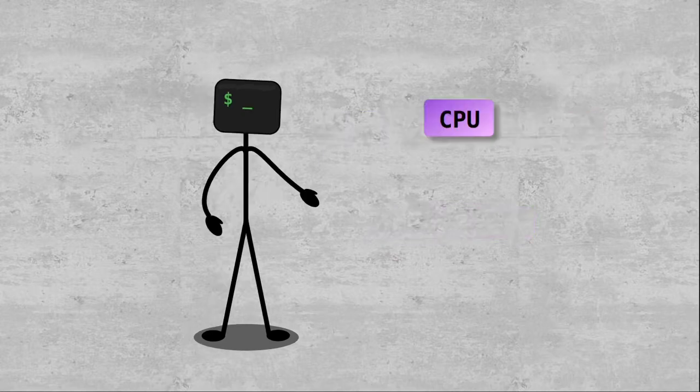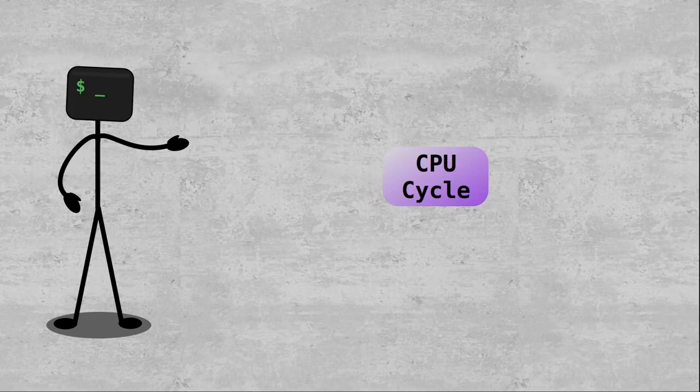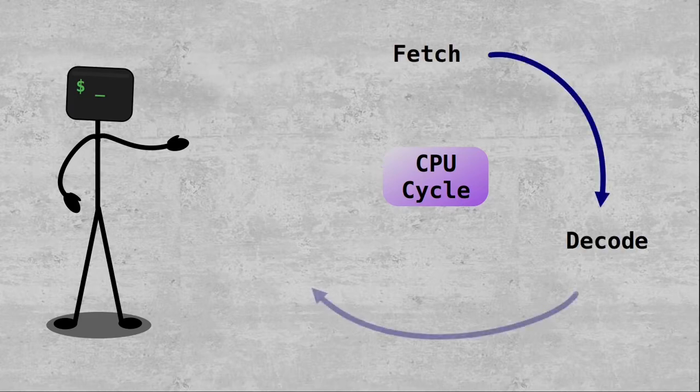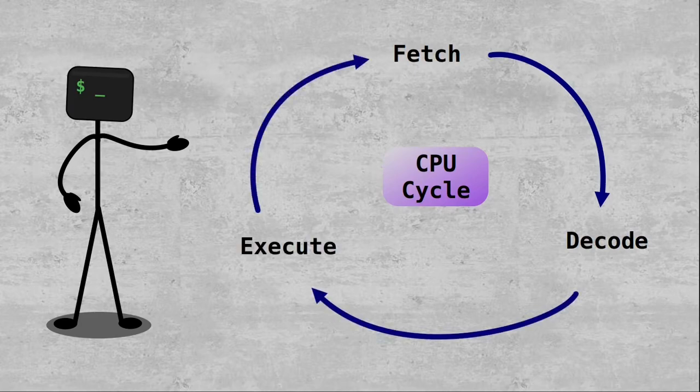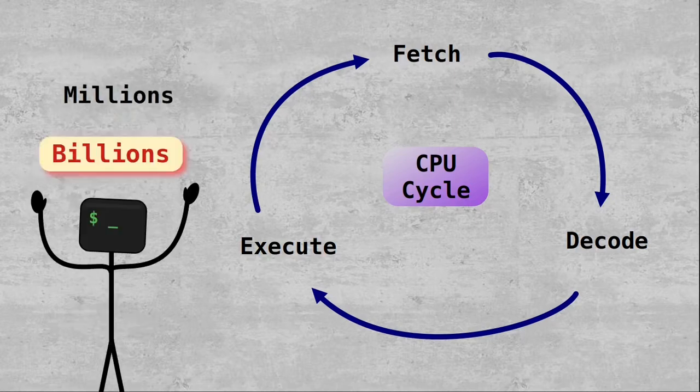The CPU is responsible for carrying out instructions. At a high level, it repeats the same cycle continuously. Fetch, decode, execute. This cycle runs millions or even billions of times every second. Even though the process is simple, the speed makes computers extremely powerful.